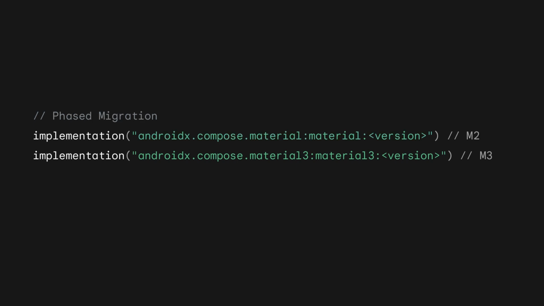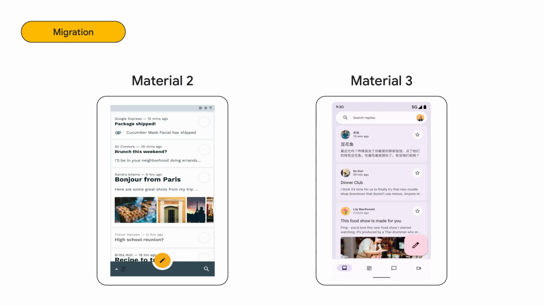When using the phased migration for your large code base, you can add the Material 3 Compose library along with the existing Material 2 library and start migrating parts of your application. We recommend migrating each screen or module one by one. We strongly advise not to use both Material 2 and Material 3 components in one screen, as they can provide different design language and color contrast to users.